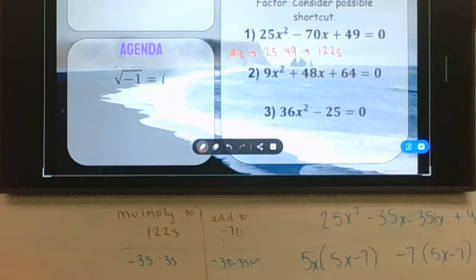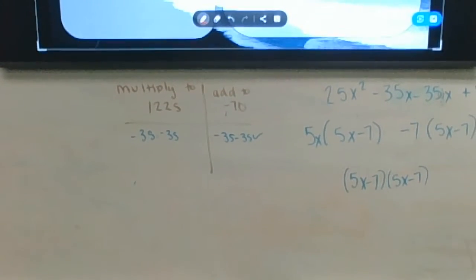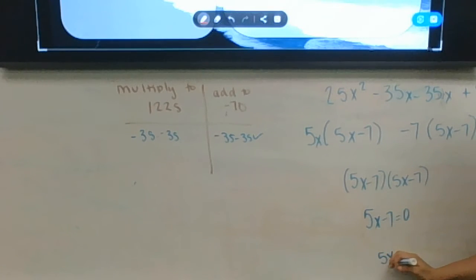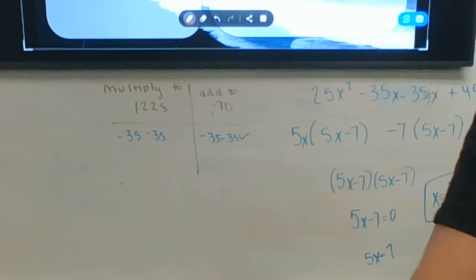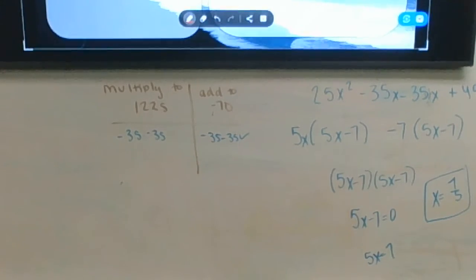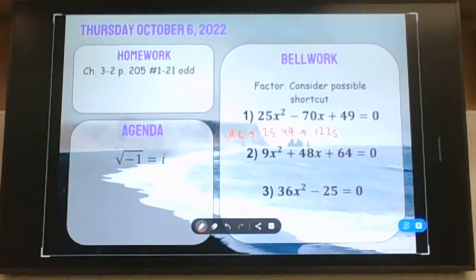And we get 5x minus 7 times 5x minus 7. And then we want to solve it. And we get our answer is a positive 7 over 5. So, did anybody figure out what might be a possible shortcut here? Or what's going on with these numbers?